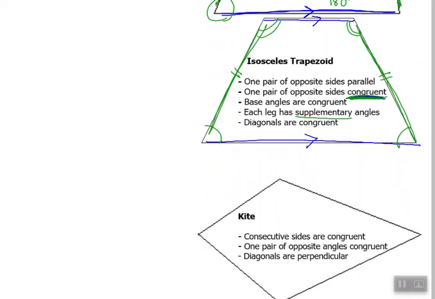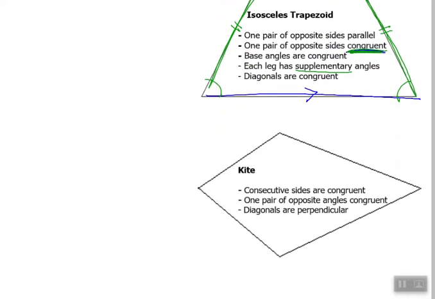Finally, you have the kite, and a kite is special because it's not about the opposite sides, it's about the consecutive sides being congruent. So see, this short side and this short side are congruent. This long side and this long side are congruent to each other. One pair of opposite angles are congruent. So this angle across from this angle, those angles are congruent, and the diagonals are perpendicular. So remember, when you see perpendicular, you think 90 degrees, and remember what that means about the slope.